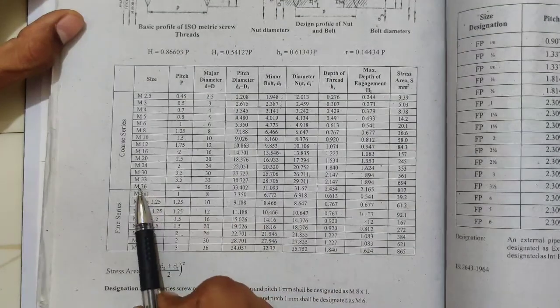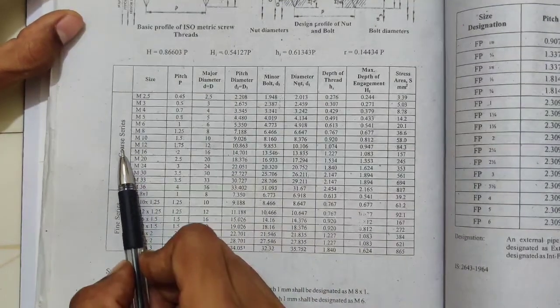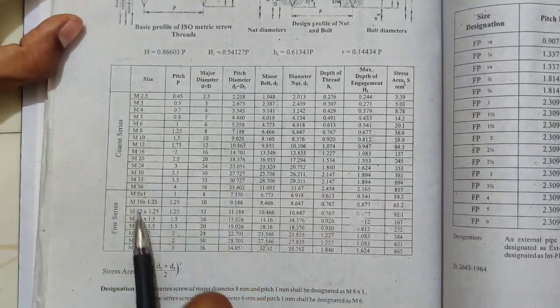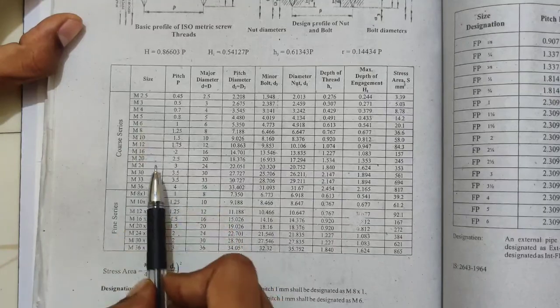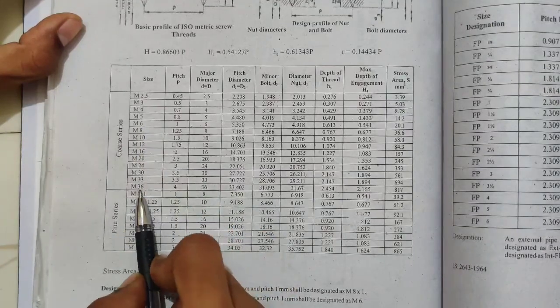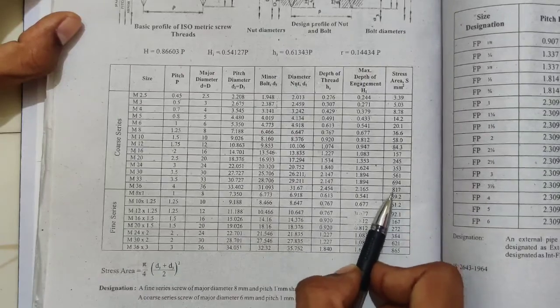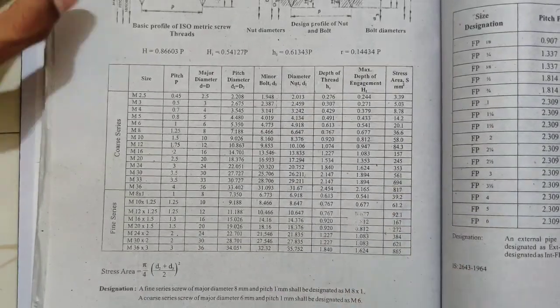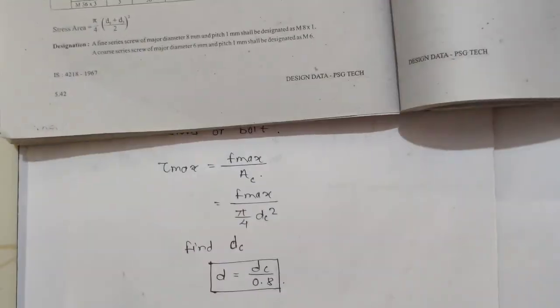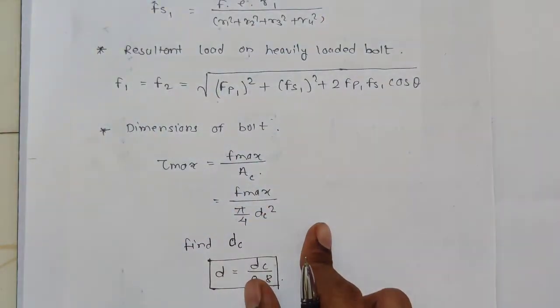Sometimes the bolt size is more than this, M36. You always have to use the coarse series. We are assuming that for coarse series, don't go for the fine series, always use the coarse series. Now if your area is something like 910, you won't find this area over here. In that case, using this you have to find DC, and using this equation you will find D.